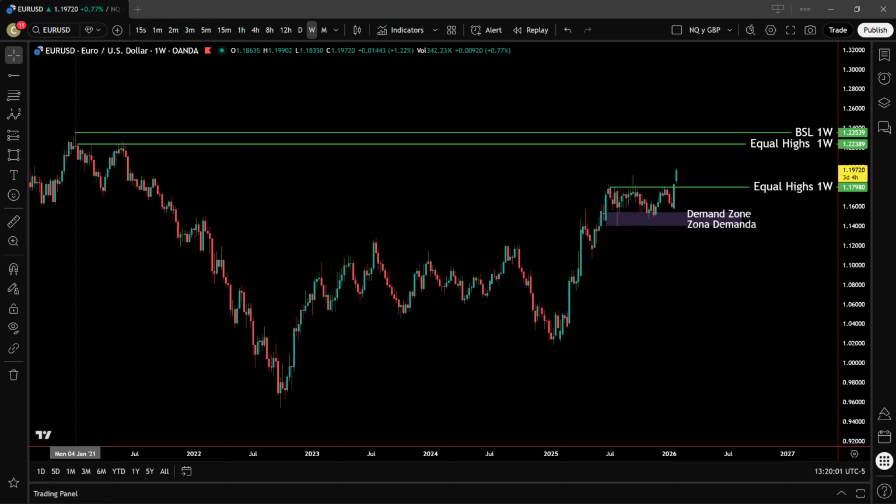Looking at the weekly chart using New York time, we identify critical liquidity pools dating back to 2021. These equal highs and buy side liquidity (BSL) levels represent massive order volumes waiting to be triggered. Currently, the visible scenario suggests a strong bullish momentum. However, we must look beyond the obvious.